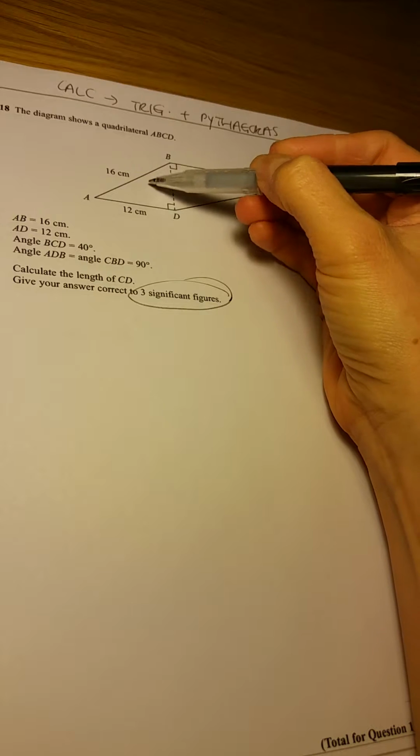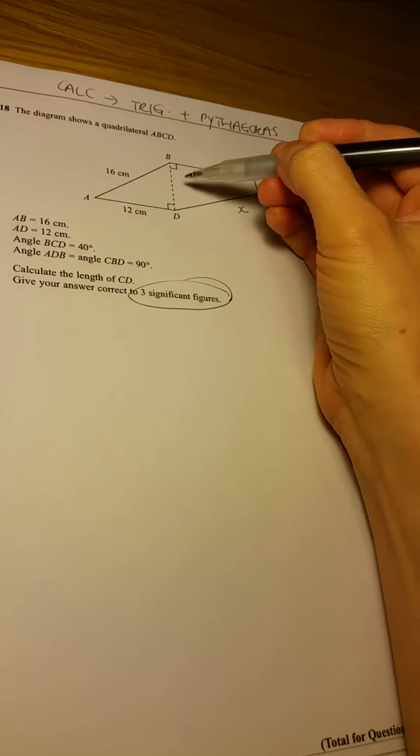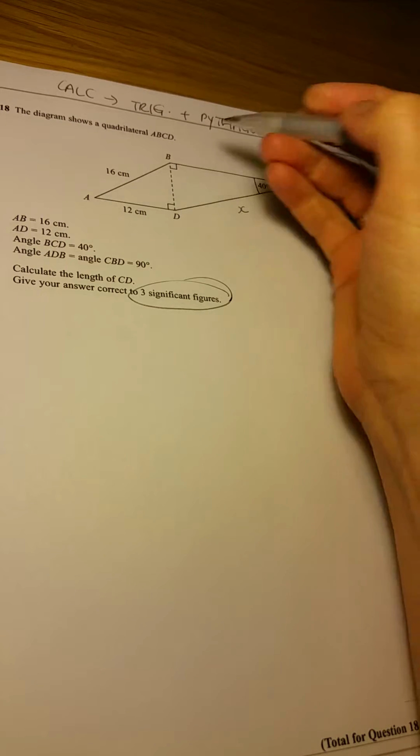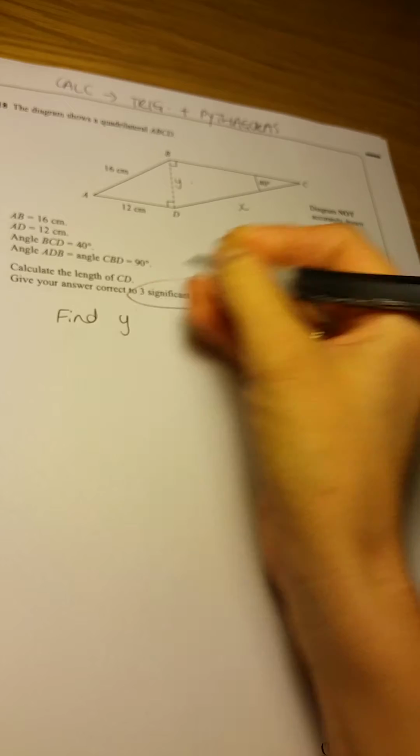Now, the reason I talk about this dotted line here is a lot of the time it's very difficult to know where to start. Okay, so if you've got two triangles stuck together, always find the shared length first. Now it's no good me calling that X because that's X. So I'm going to call this bit Y. So what I'm going to do is find Y first of all.